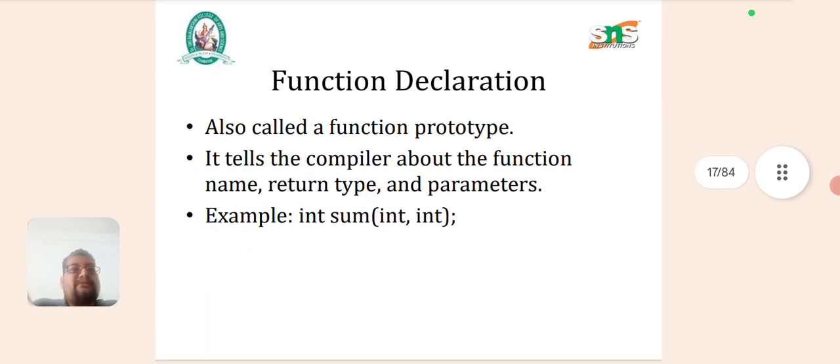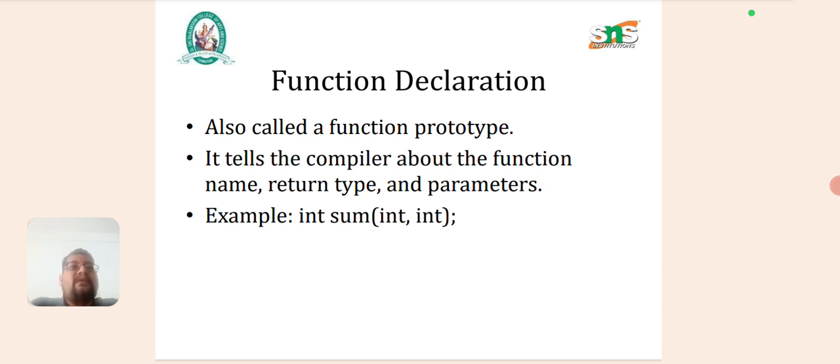So function declaration. Each function must be declared, similar to a variable declaration. So it is given under the variable declaration itself. It is also called a function prototype. It tells the compiler about the function name, return type, and parameters.